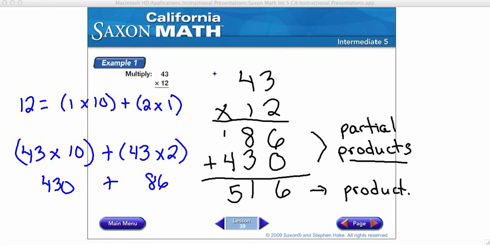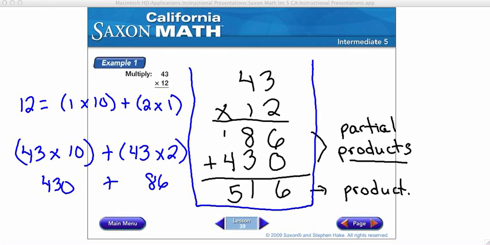So I want you to use this way unless it specifically asks you to use the distributive property. In your lesson practice, I believe only G is going to ask you to use the distributive property. A through F and H, I would like you to use the regular form like this. So let's go on to example 2.